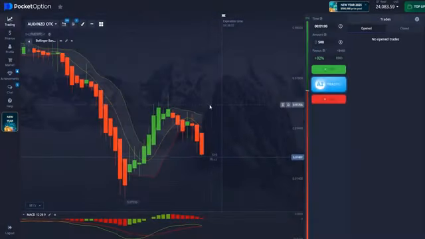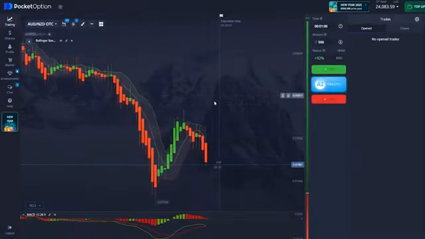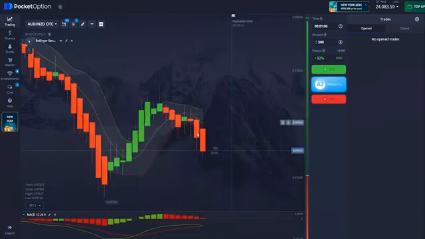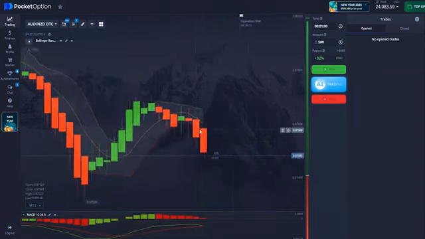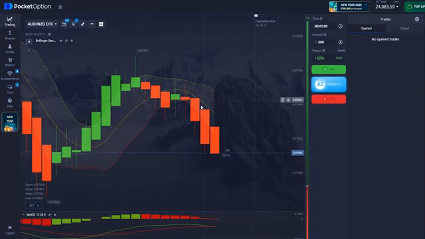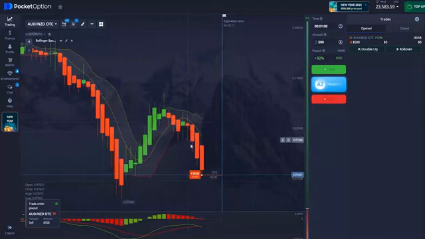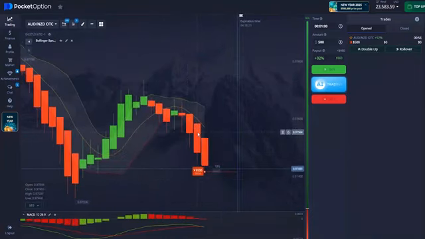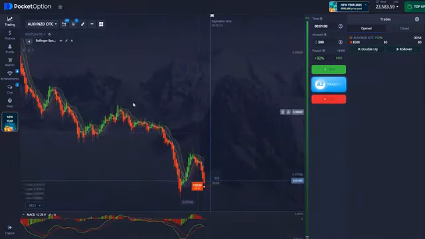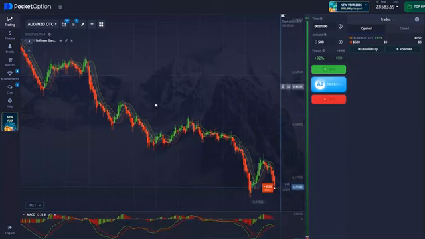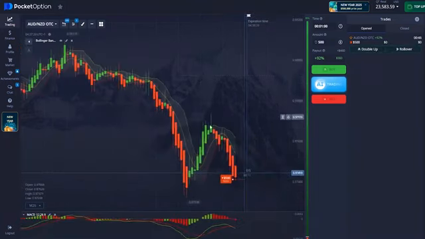So guys, we find an opportunity right here for a sell trade. Right here you can see our confirmations have lined up, just like what we have here. Our candlesticks are below the middle line of our Bollinger Band. So right here we can enter a sell trade. Right away, the first thing you need to identify is your trend, and if you look at the overall trend, this is a downtrend. The market is forming a lower low right here.